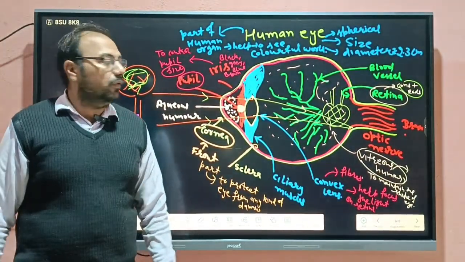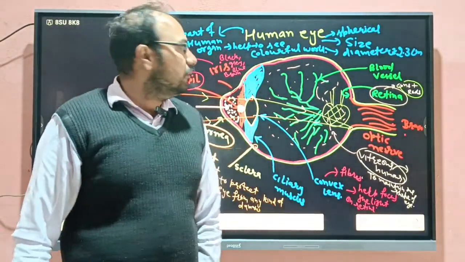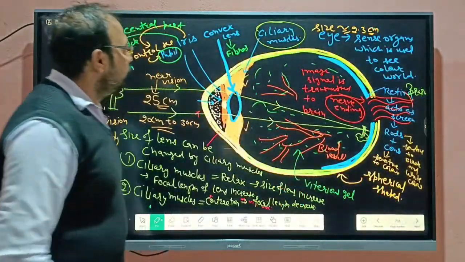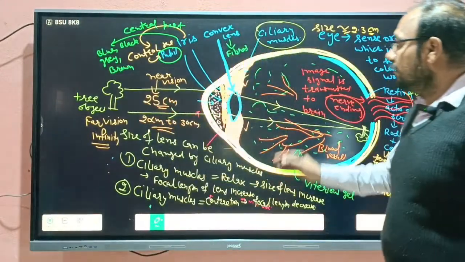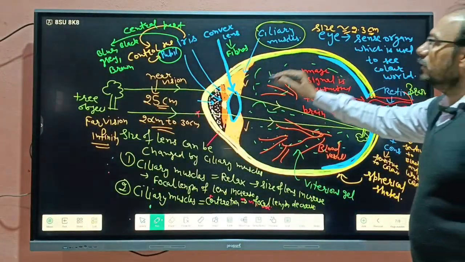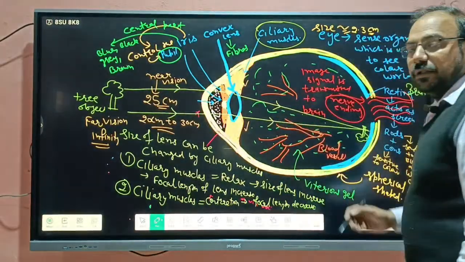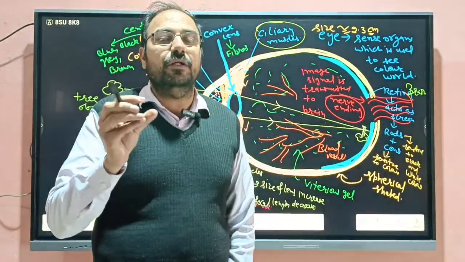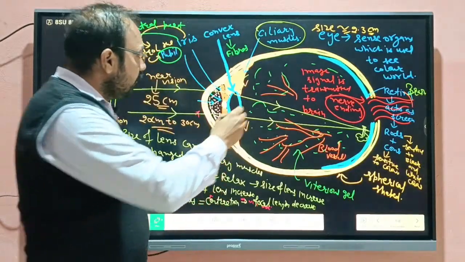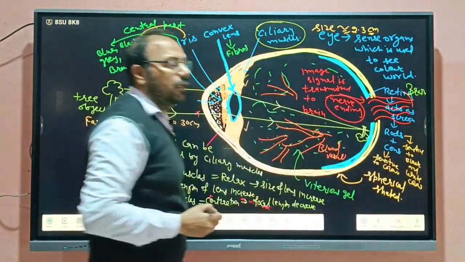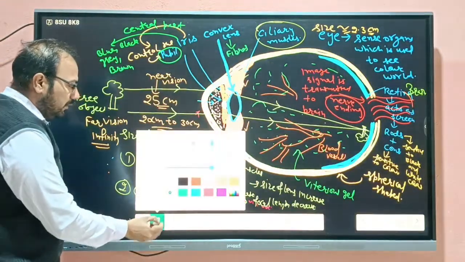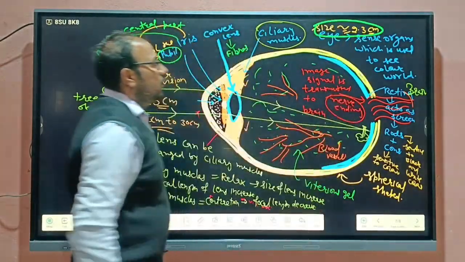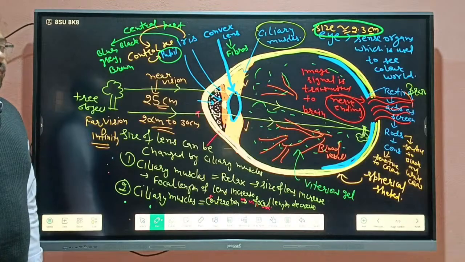Good morning, students. In the previous lecture, we studied the structure of the eye. We explained that these are the different parts of the eye. Basically, the shape of the eye is spherical, like a ball that fits in the sockets. And what is the size of the eye? It is nearly 2.3 centimeters. So we explain here the different parts.